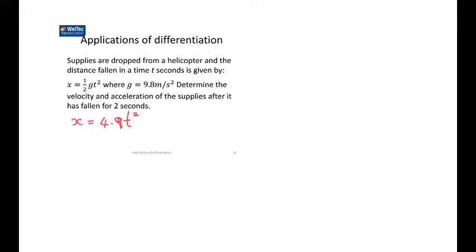Then we need to find the velocity function. It's going to be the derivative of that, so it would be 2 times 4.9, so it would be 9.8t meters per second. And then you're asked to find the acceleration function, which is the derivative of that. And look at that, we're back to being 9.8 meters per second squared.